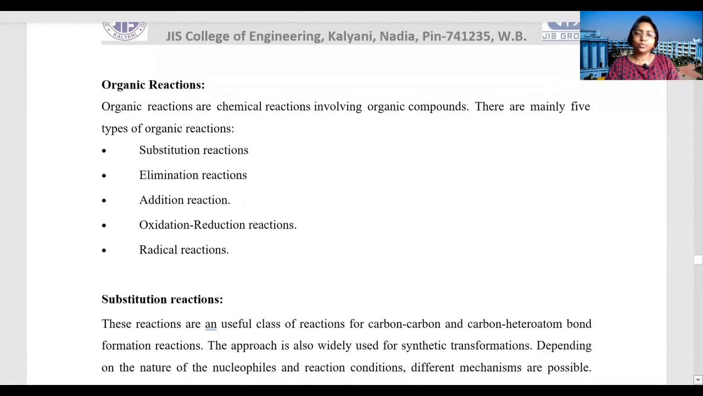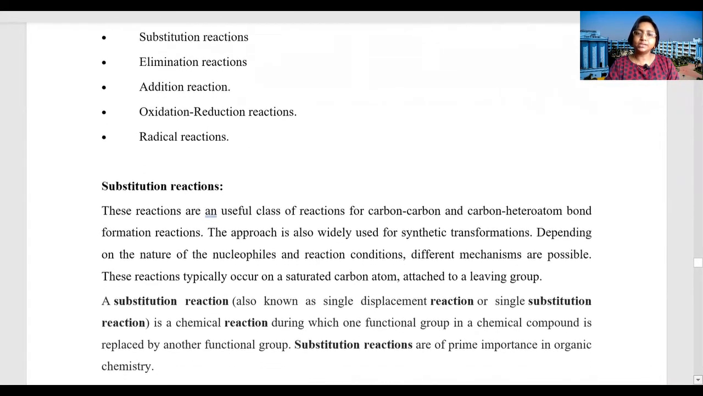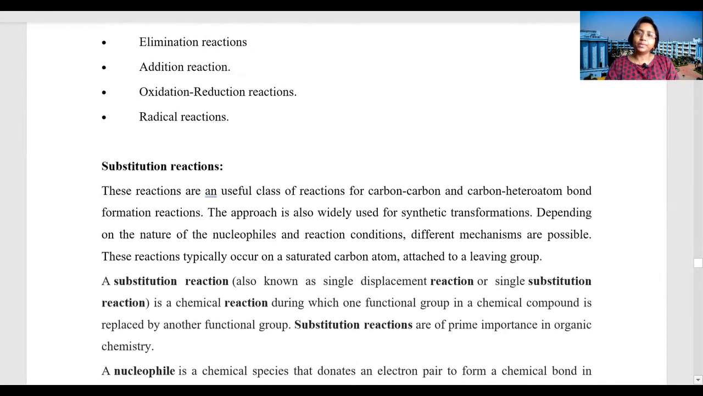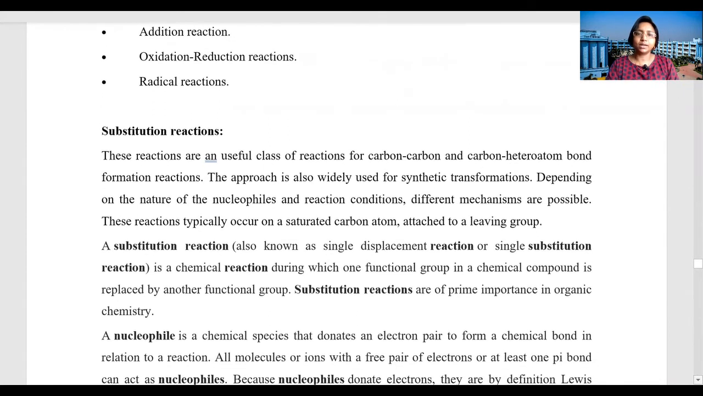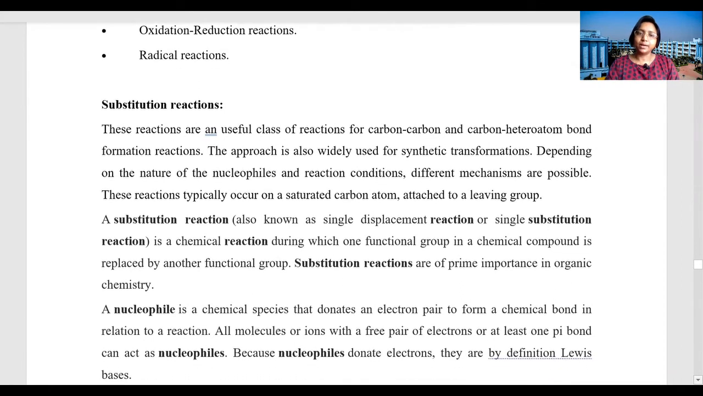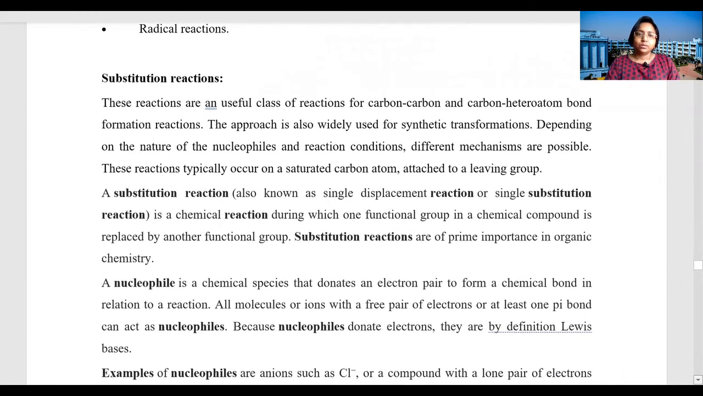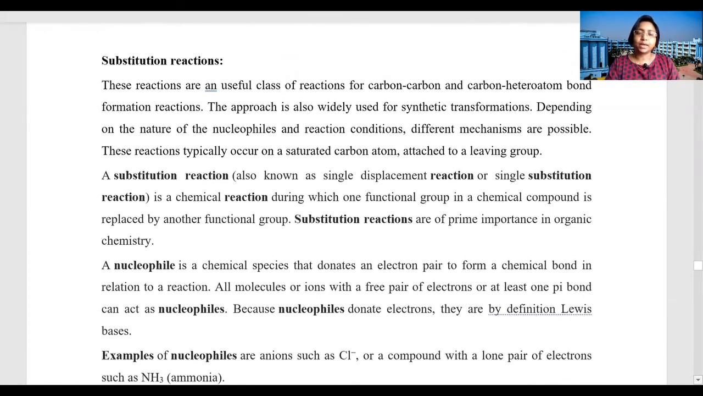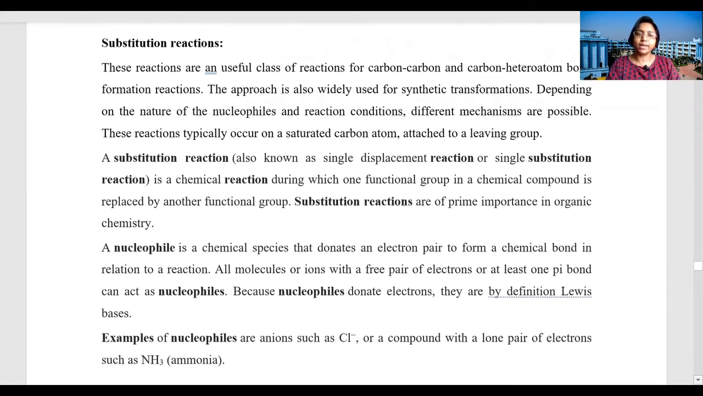From the word substitution, you can understand that any group will be substituted by any other group. That is the main part of the substitution reaction. A substitution reaction is a chemical reaction during which one functional group in a chemical compound is replaced by another functional group. So substitution reactions are of prime importance in organic chemistry.